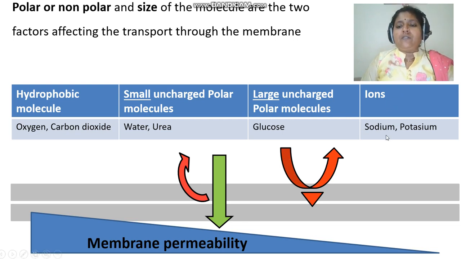In case of ions, though they are very small in size, because of their polarity, they are not able to cross the membrane. They are restricted.